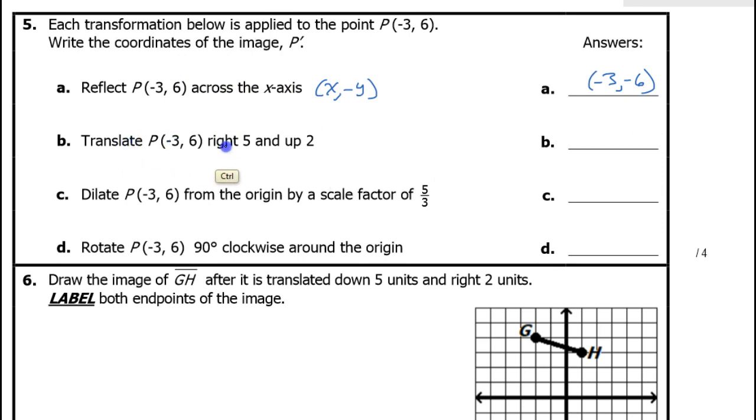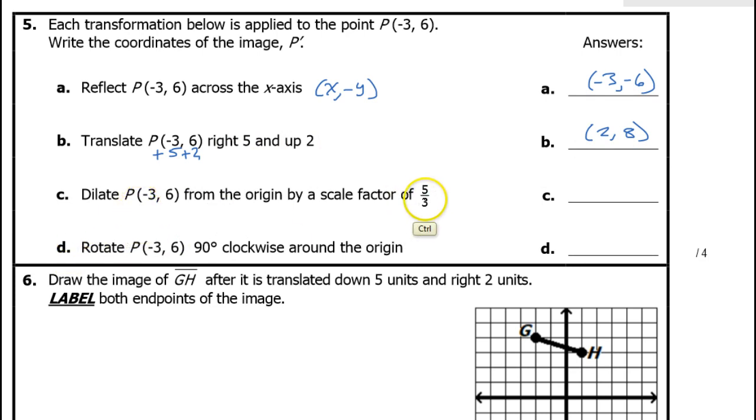Translate the point 5 right and up 2. Well, 5 to the right, that means adding 5 to the x value. Up 2, that means adding 2 to the y value. So that is going to give us 2, 8. So that's it for B.